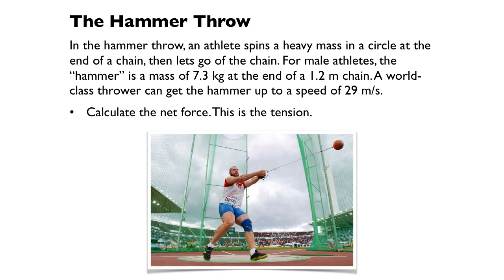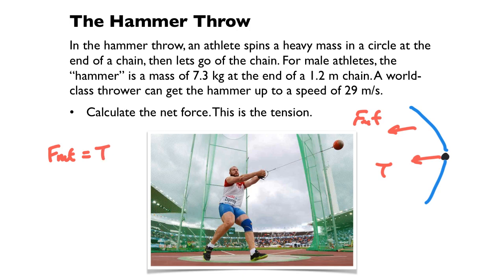Now the net force is just going to be, let's take a look at my diagram here. So here's my arc of my circle. Hammer is going in a circle. Net force is directed towards the center. Tension force is directed towards the center. It's pretty clear that the net force is equal to the tension. But the net force is also equal to ma. So I can say the tension force is just equal to m times a.